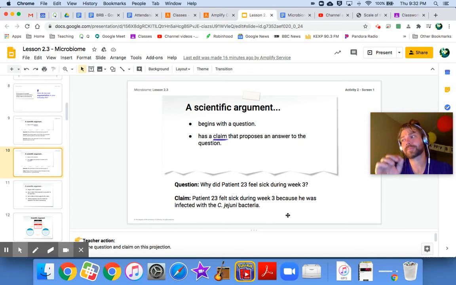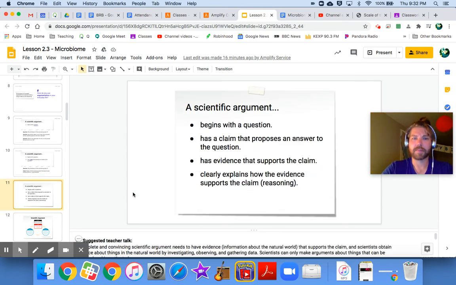C. jejuni bacteria. We saw its presence in week 3, and we didn't see it in week 1. So we're saying, hey, that kind of looks like the culprit there. A scientific argument begins with a question, and has a claim that proposes an answer. We think it was C. jejuni. And then evidence. That's what we really need.